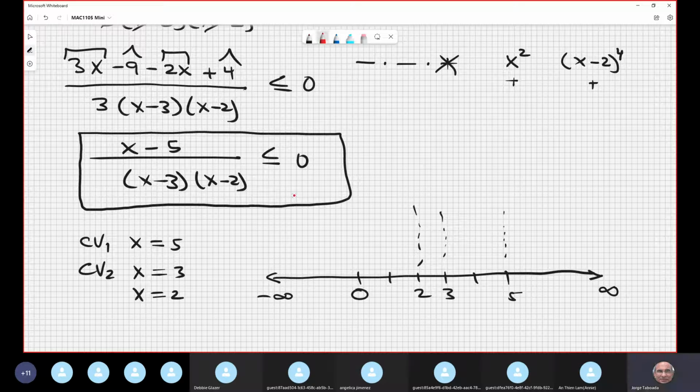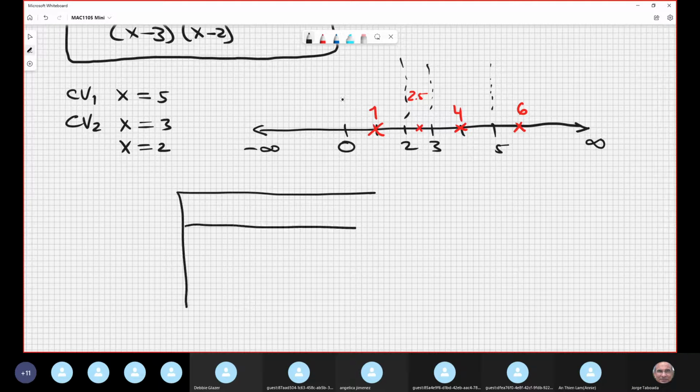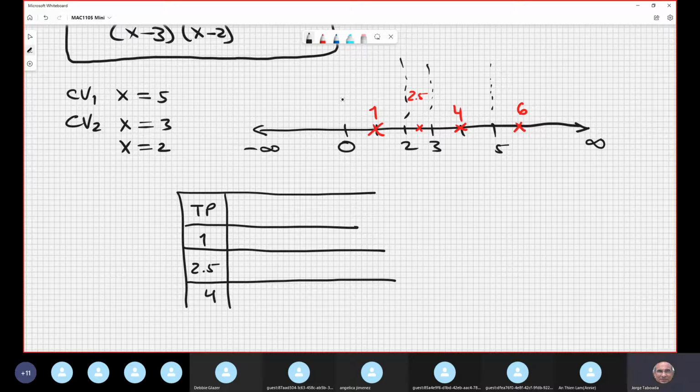I select completely arbitrary testing points. Maybe 1 is good. Maybe here 2.5 is good. Maybe 4 is good. Or maybe 6 is good. Okay, these are good candidates to represent each interval. I create the table now. Testing points: we have 1, 2.5, 4, and 6.